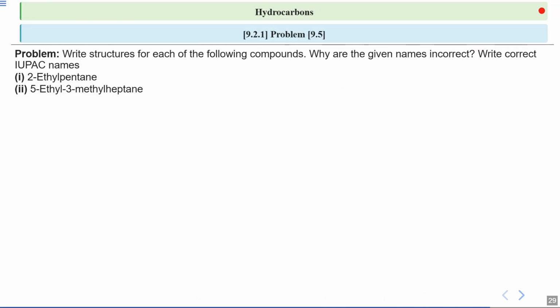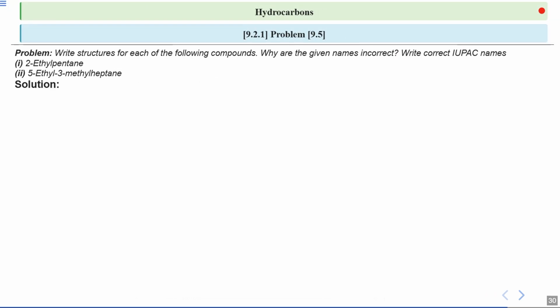Next question. We have to write the structure for each of the following compounds. Why are the given names incorrect? Write the IUPAC names. The first one is 2-ethylpentane and the second one is 5-ethyl-3-methylheptane. Now starting with the first one.